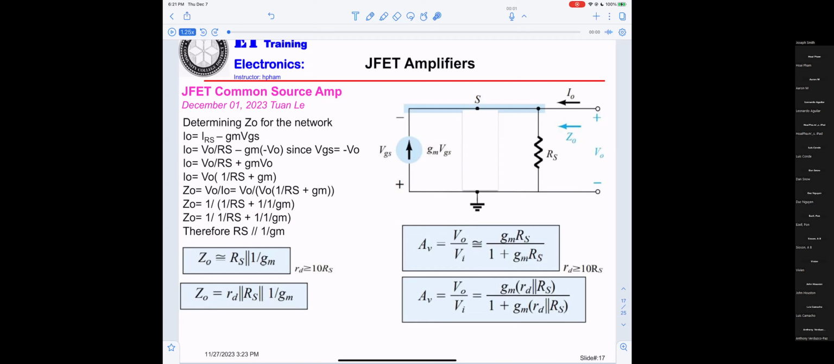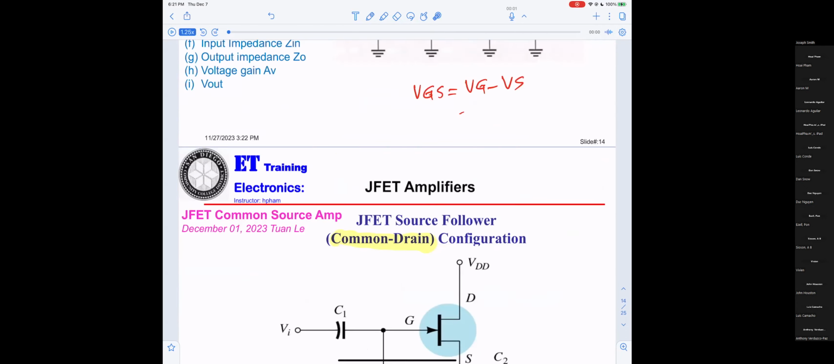Let's see. Add output add. Okay. Wait, I want to see at the beginning.